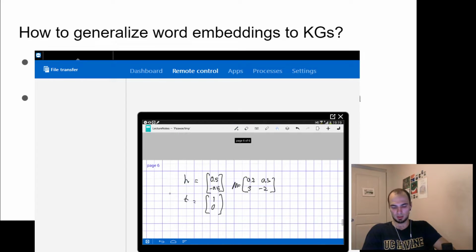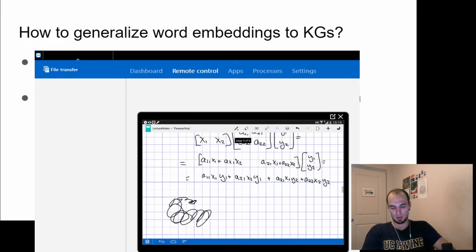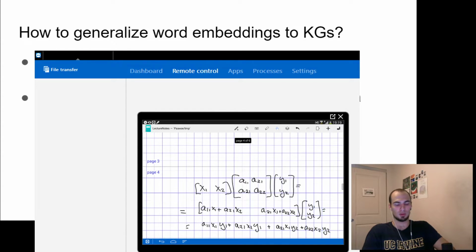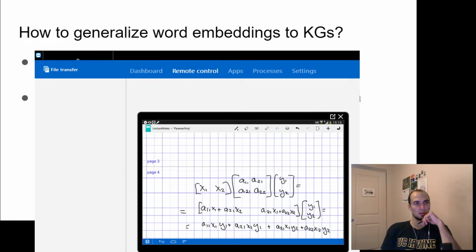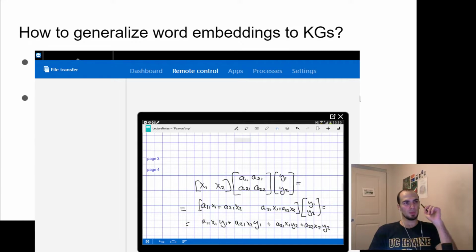Actually, I think I have it written somewhere. Maybe I could just scroll. Yeah, so here's the example with the simple 2x2 matrix multiplication. In the interest of time, let's just take a look at it. So let me write it down again. This is head, this is matrix MR, and this is tail.